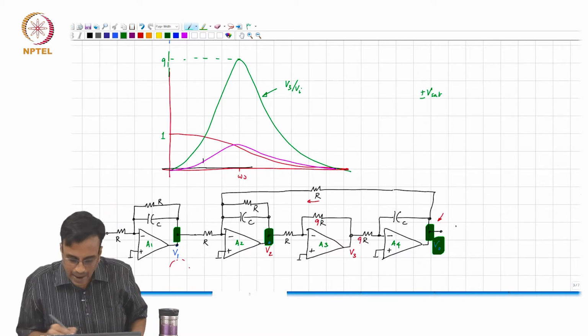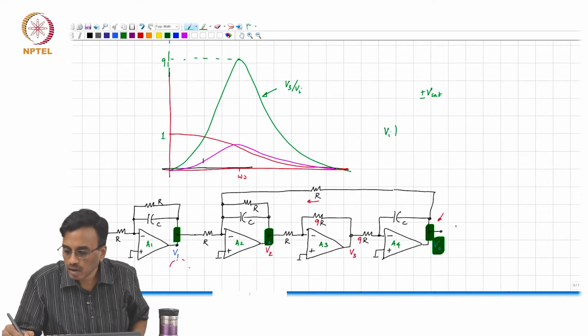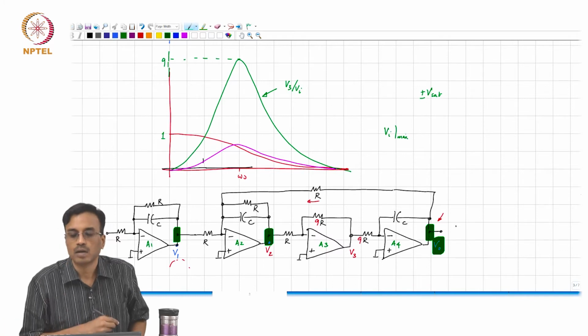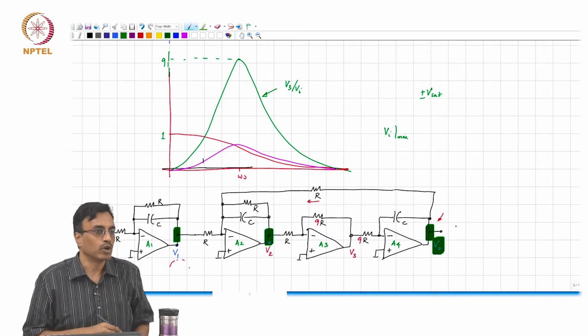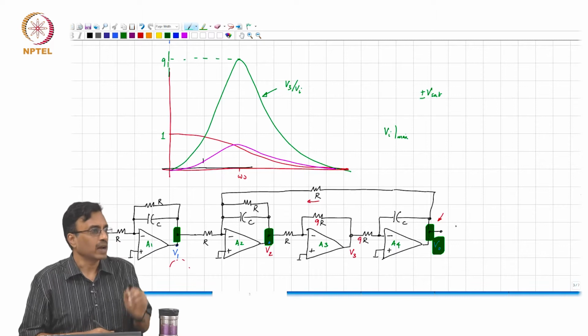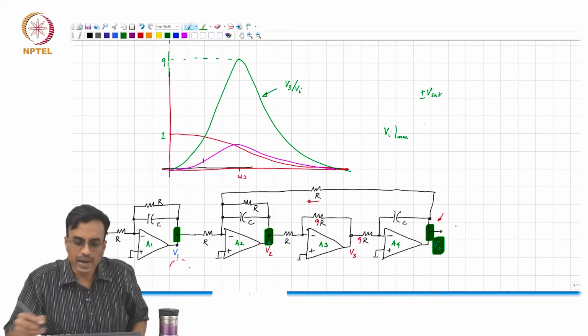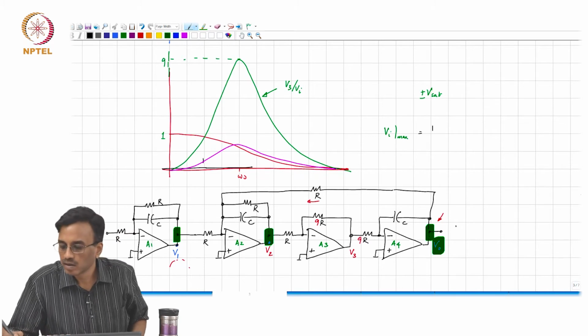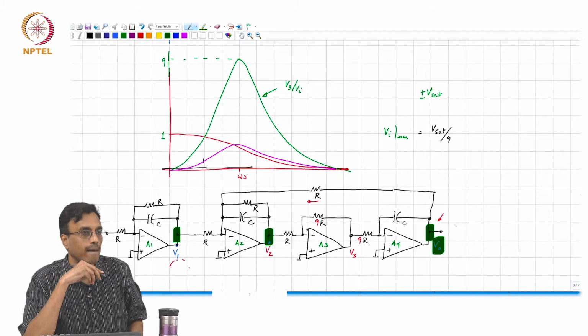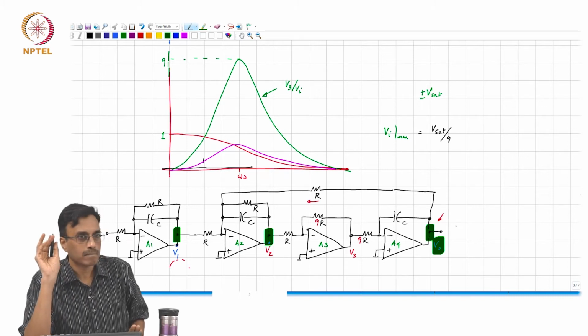So, what is the maximum input amplitude that you can put in before any one of the op amps gets saturated? It is simply Vsat by 9. Does it make sense?